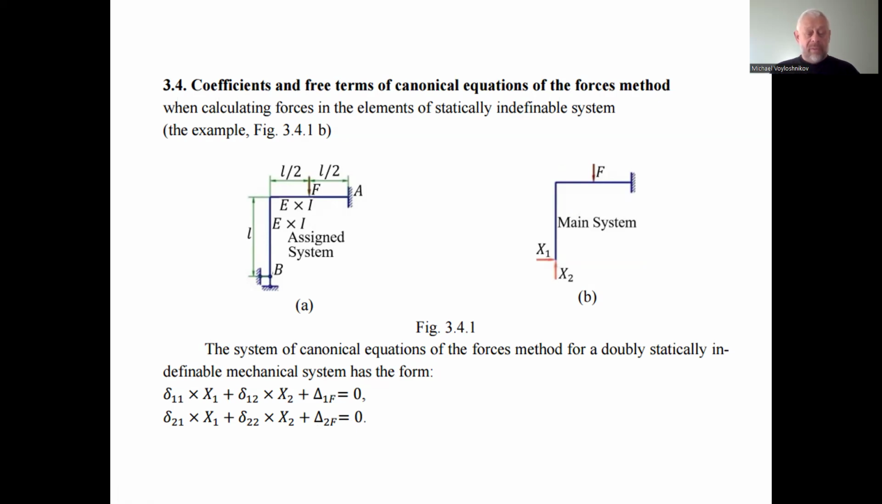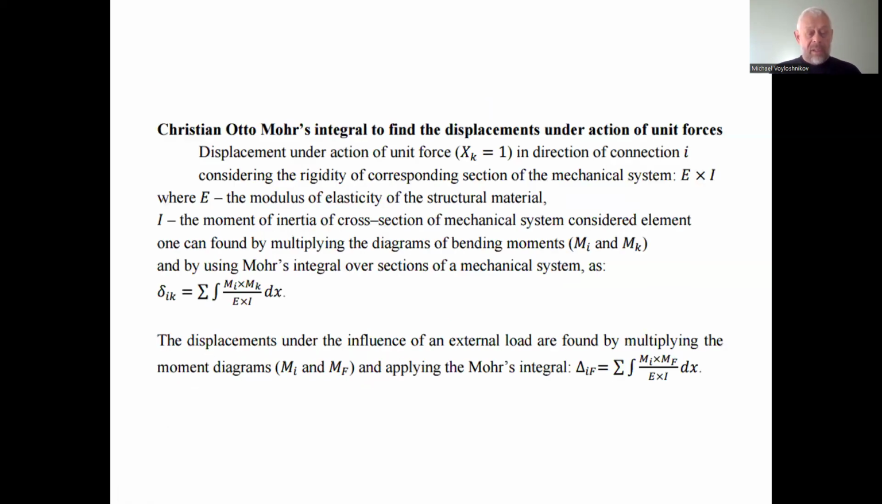So we have to find first the factors delta 1,1, delta lowercase 1,2, delta uppercase 1,F, the displacements under the influence in different directions and the influence of the external force F. And as well we have to find the unit displacements delta 2,1, delta 2,2, and delta 2,F appropriately. To find these factors, we can use the so-called Mohr integral rule.